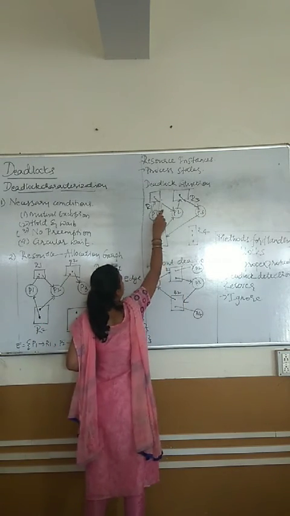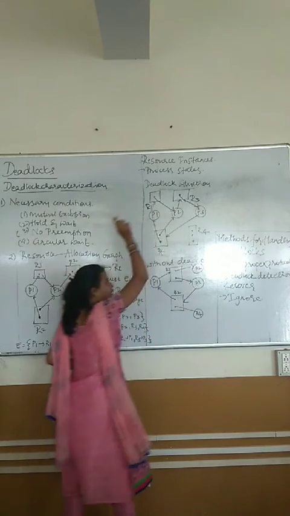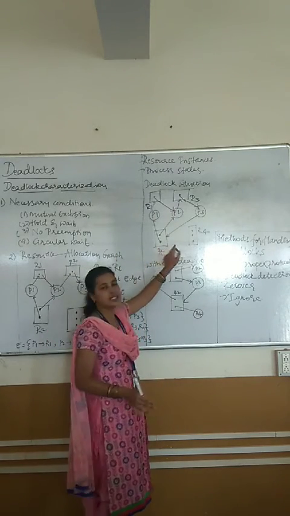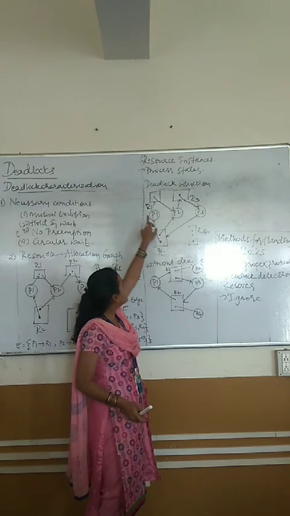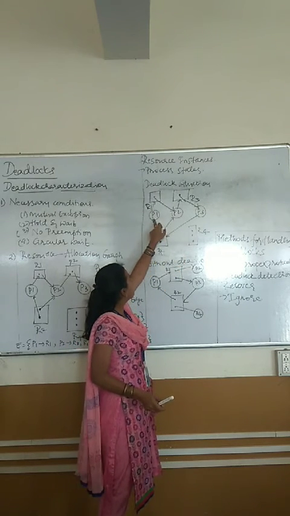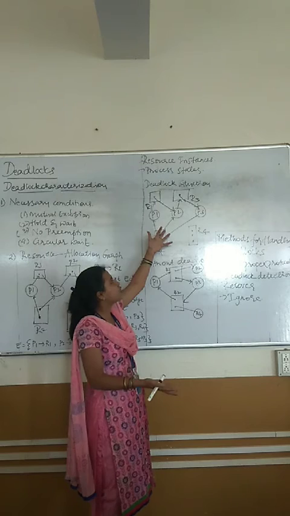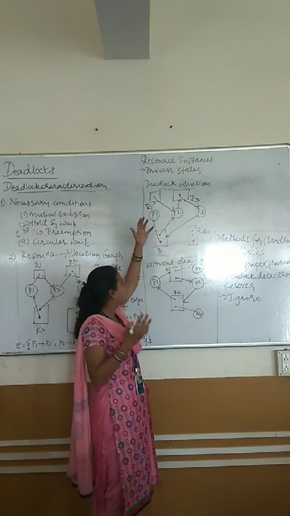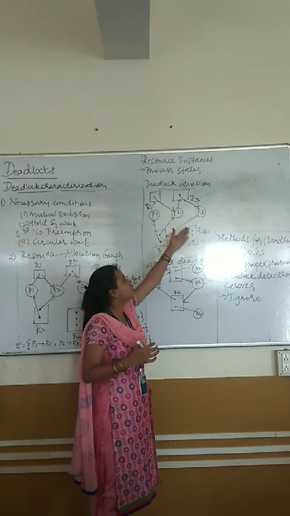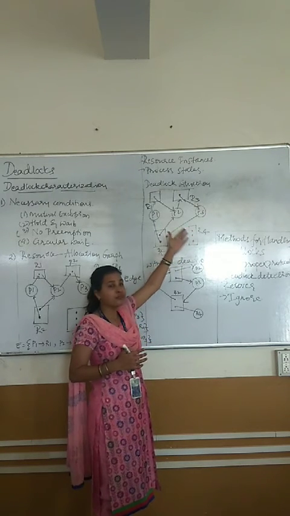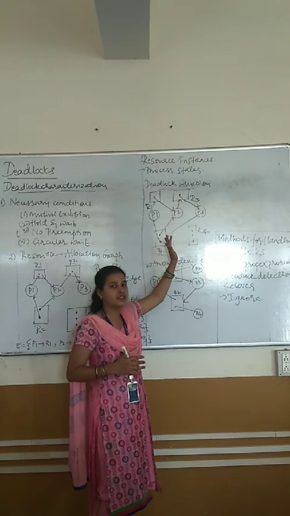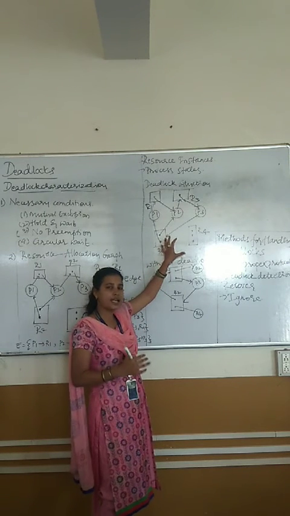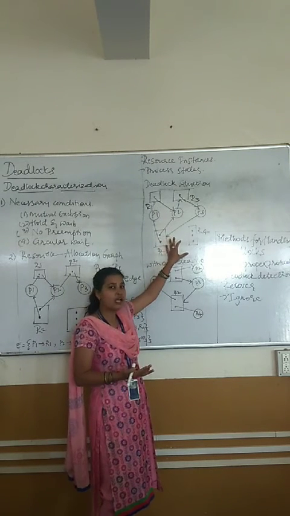There are only single instances here. So now the cycle is a necessary and sufficient condition in this situation. When P1 and P2 release their resources, that time P3 can execute completely, or P1 and P2 are waiting for the resource which is taken by P3. So here this becomes a necessary and sufficient condition. The cycle which is present in this graph is a necessary and sufficient condition for a deadlock to happen.